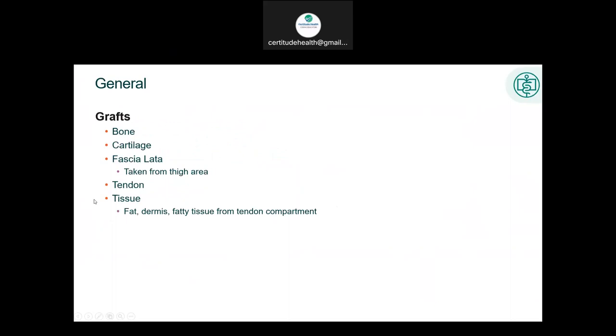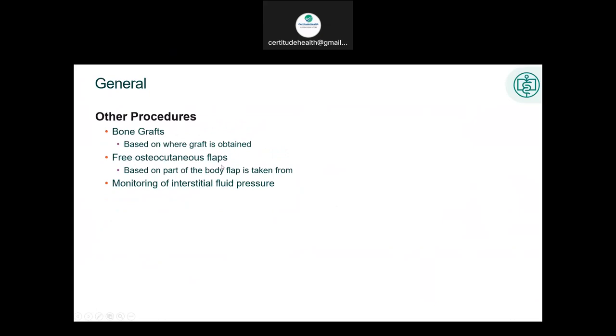Grafts can be various types of tissue. It could be the patient's own tissue. It could be manufactured tissue. Bone grafts, free osteocutaneous flaps. We talked about flaps last time.